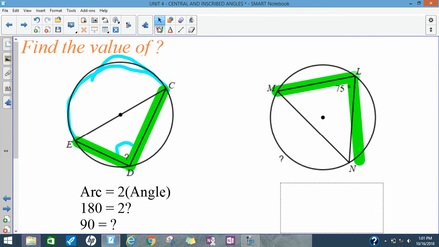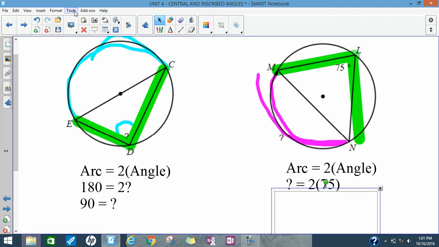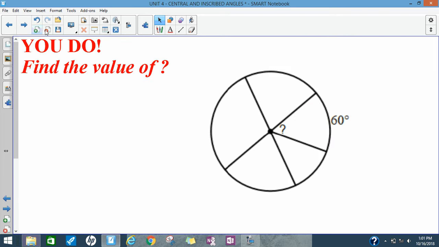In this one, my angle is 75, and the arc it intercepts is right here, and I want to know how big it is. So I can plug into my relationship. The arc is 2 times the angle. So question mark is 2 times 75. That makes that intercepted arc 150. So I have 4 questions here that I want you to do, and then we will talk about them in class. I put 1 per page so it's easy to see. So do 1, then press play and wait for the next one to pop up, and there should be 4 total that I have you do.